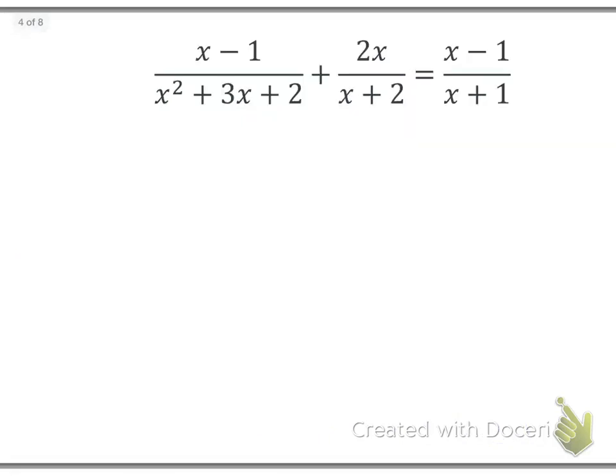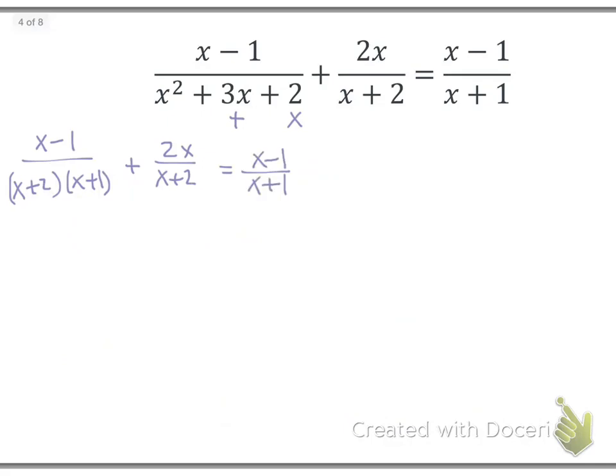Okay, my next one looks like we got to do some factoring. So multiplies to 2, adds to 3. So 2 and 1. And then I got 2x over x plus 2 is equal to x minus 1 over x plus 1. So the left side, they both have x plus 2. The right side's missing x plus 1, so we're going to go ahead and multiply by x plus 1 on top here.